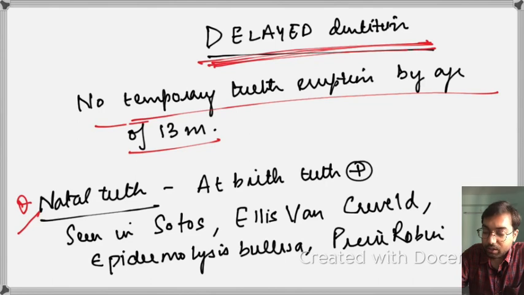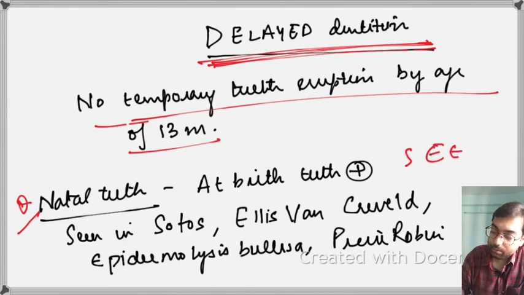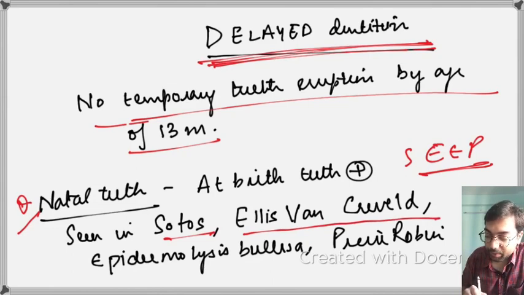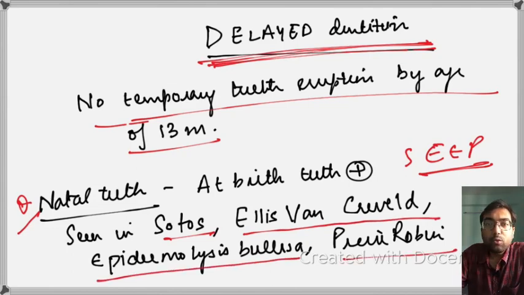What are the causes? The mnemonic is SEEP: Soto syndrome, Ellis-van Creveld syndrome, epidermolysis bullosa, and Pierre Robin syndrome. Don't get disturbed or irritated by these names, because when we study them you will become very habituated to them. When we study Soto syndrome or Pierre Robin syndrome in another chapter, you will remember this. Just remember that natal teeth are present in Soto, Ellis-van Creveld syndrome, epidermolysis bullosa, and Pierre Robin syndrome.